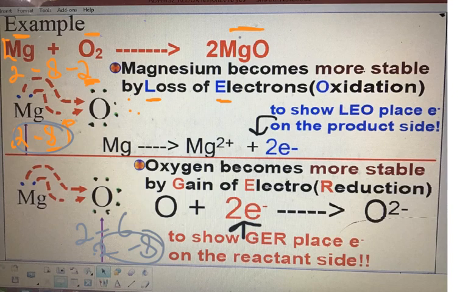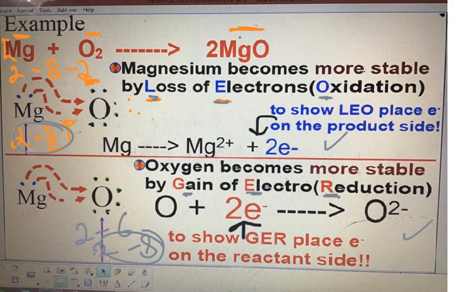I want you guys to carefully take this page down. So loss of electrons is oxidation, and gain of electrons is reduction. I want you to take these two reactions down. We're not going to talk too much about them right now because that's a different topic. In a couple of days we'll do that.